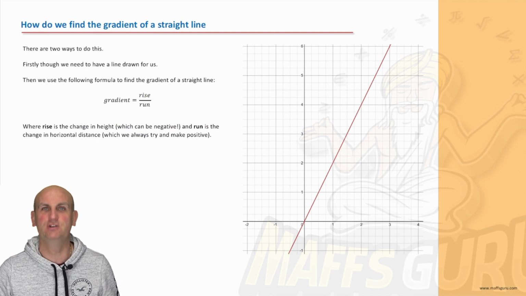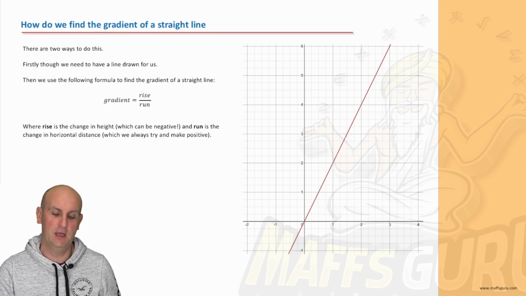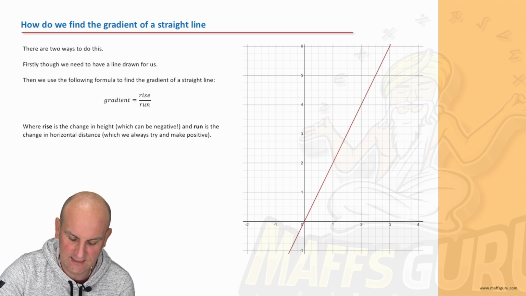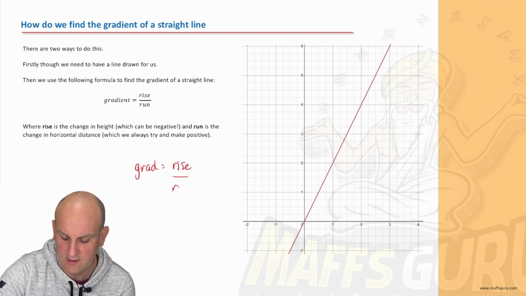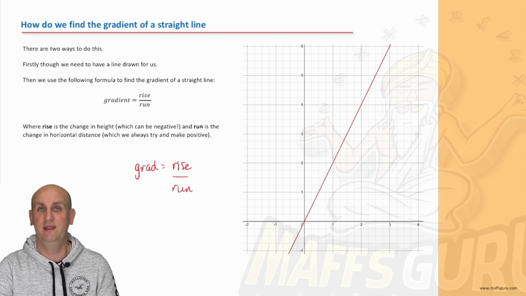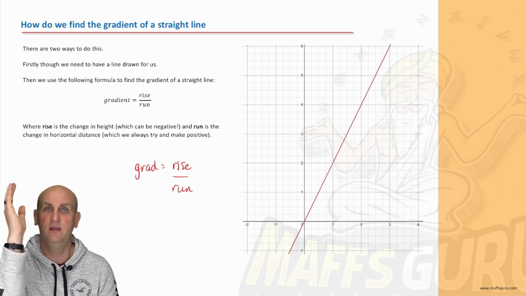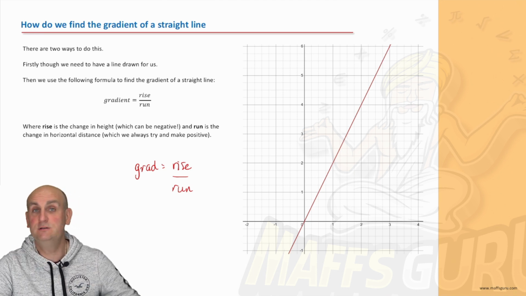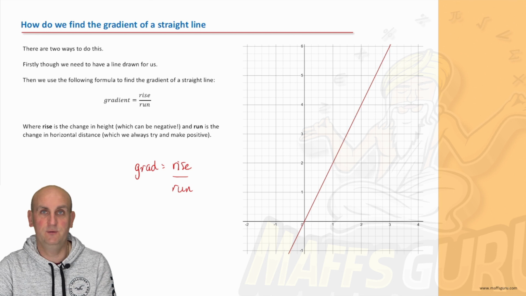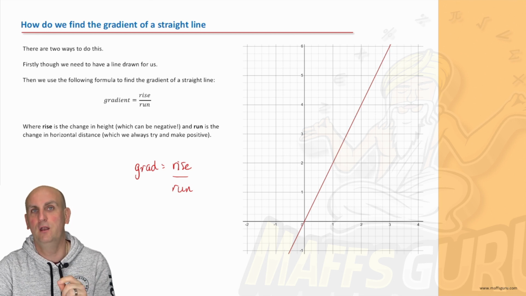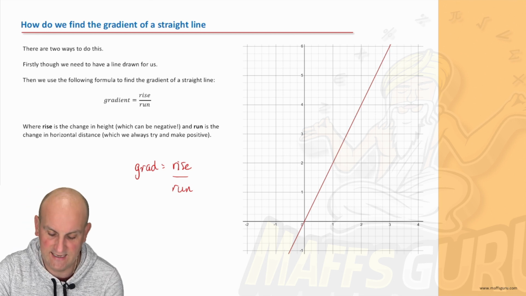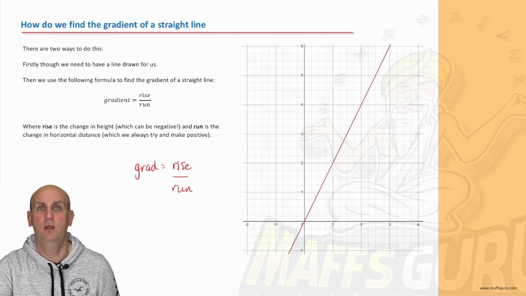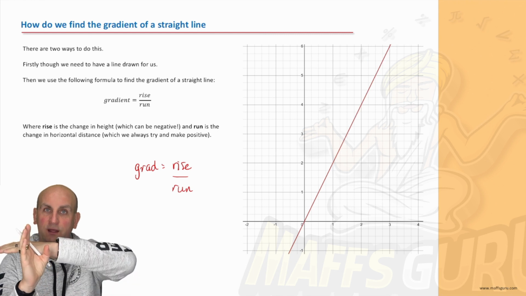Well, we need some measure of slopiness. And it turns out we do. We can say the gradient is equal to the rise of the line divided by the run. What the flipping heck is rise and run? Well, rise is how high it goes, and run is how far across it goes. Now, to be able to do this, all you have to do is choose 2 points on the line. Now, I'm going to give you a bit of a hint here. When you choose 2 points, you tend to choose them on parts of the graph where they cross each other.